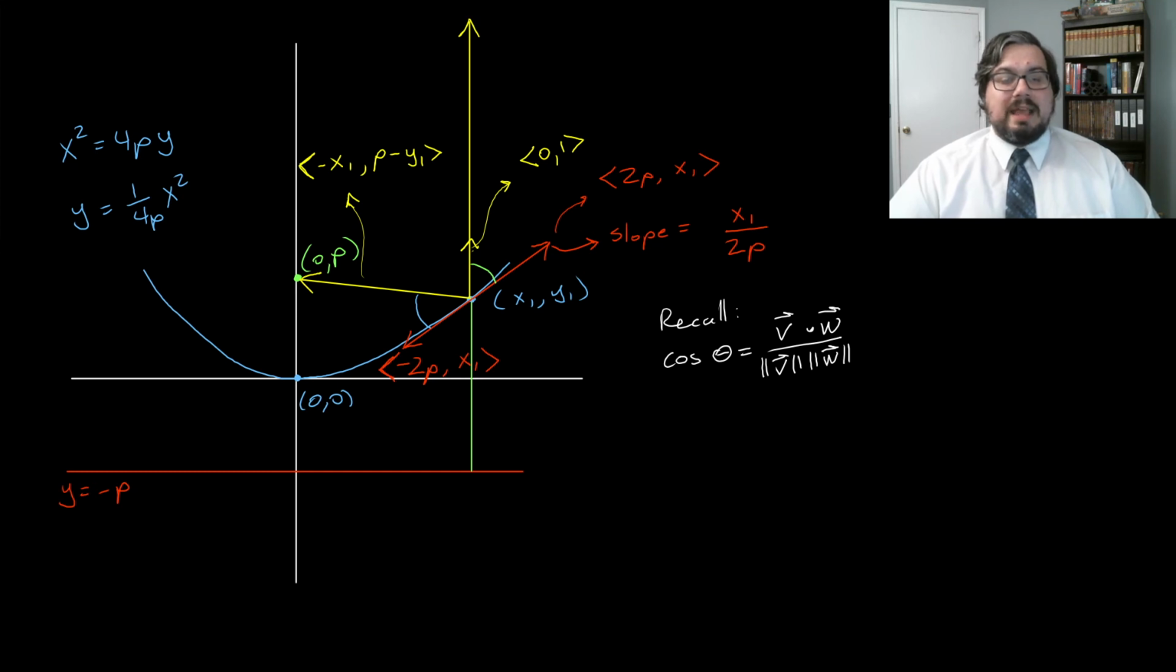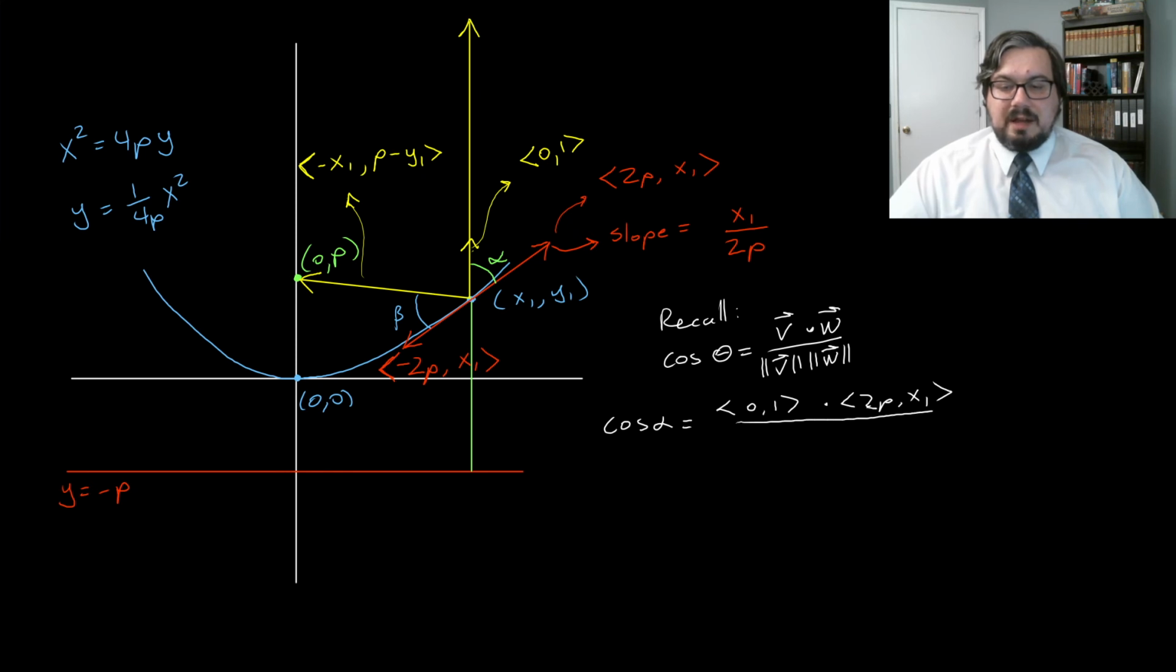Now let's see what we can conclude about these various angles, the green and the blue. And let me go ahead and give them names now. I'll call the green one alpha and the blue one beta. So let's see what we can say. We can say that the cosine of alpha is equal to the dot product of 0, 1 and 2p, x1 divided by the magnitude of the vector 0, 1 times the magnitude of the vector 2p, x1.